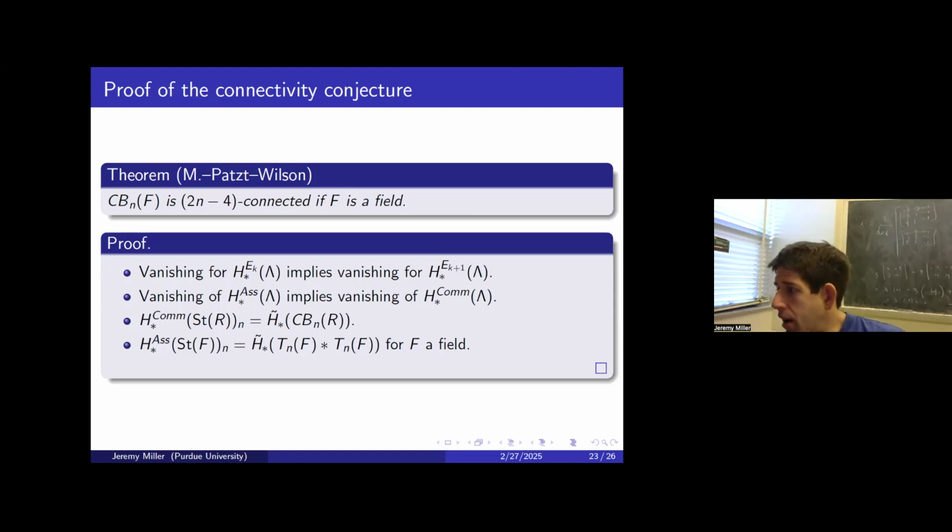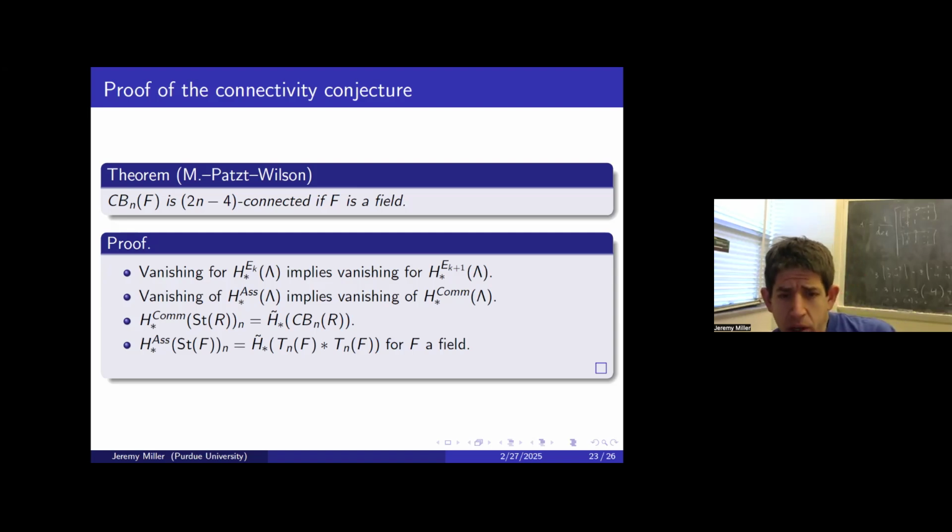the vanishing line can only improve, like the zeros stay 0 in a spectral sequence. So in particular, vanishing line for associative homology implies a vanishing line for commutative homology. And the commutative homology is the reduced homology of the common basis complex. So that's the thing we want to show is 0. It's easy to see that these simplicial complexes are simply connected once n is big. So the conjecture is equivalent to vanishing of homology.